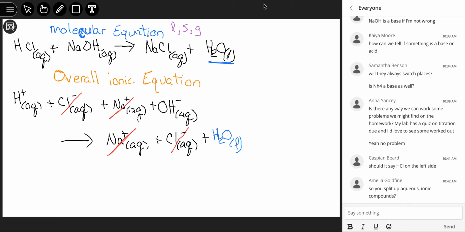They're called spectators. So spectator ions are the ones you cross out. They're the same on the left and on the right. And you'll be asked to identify spectator ions a lot. All right, so then the net is the overall ionic equation. And then this is the net ionic equation.